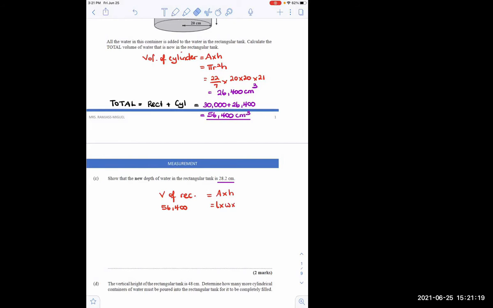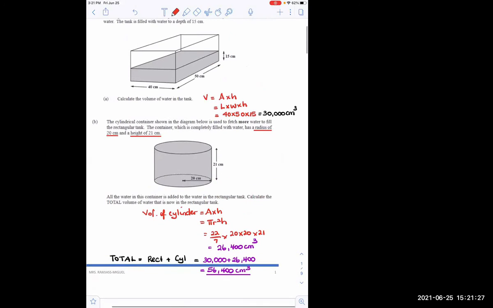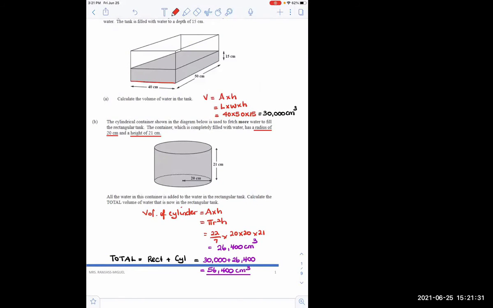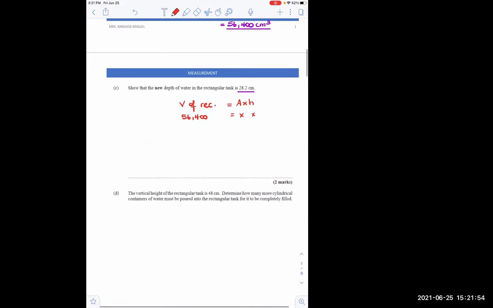Yes, we have to find H. We know the length and the width. The length and the width was how much? The length is 50 and the width is 40. Sorry about that. It's just the height has increased. So the 40 and the 50 remain the same because that doesn't change. Remember that the cross-sectional area of the rectangle is fixed, right? But the height of the water is what changed.